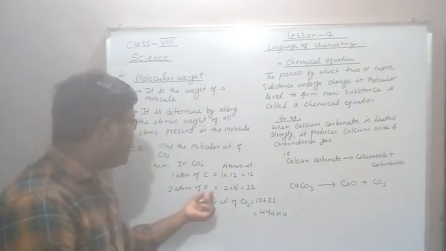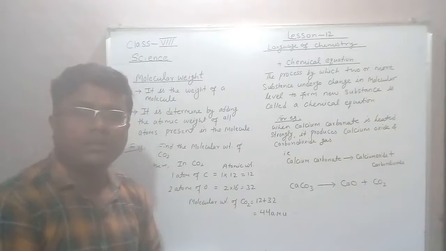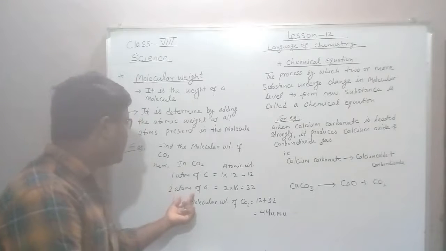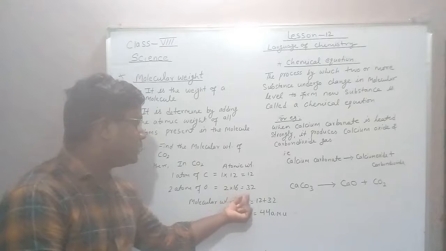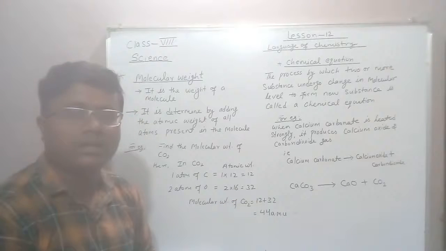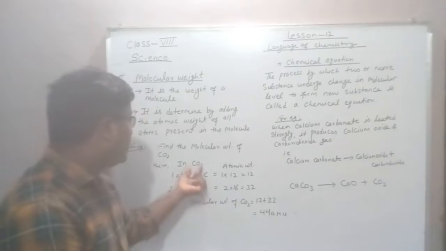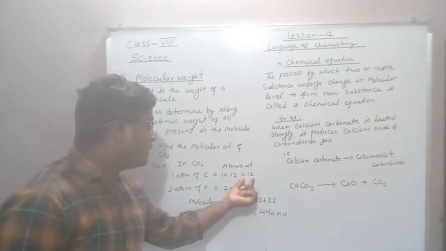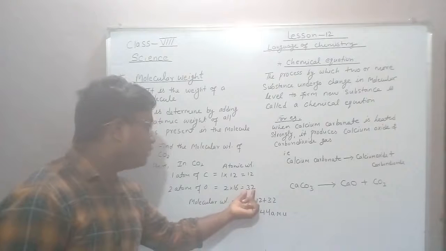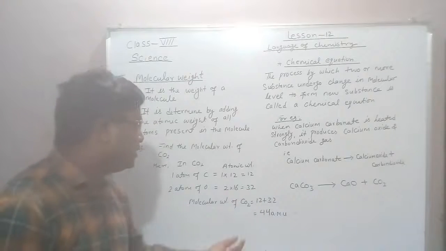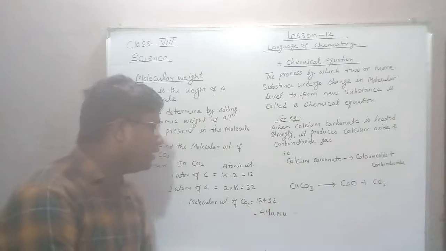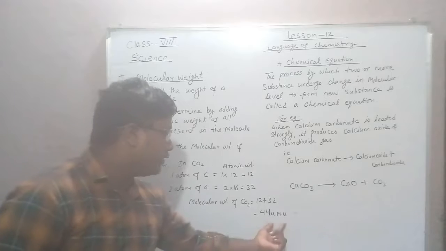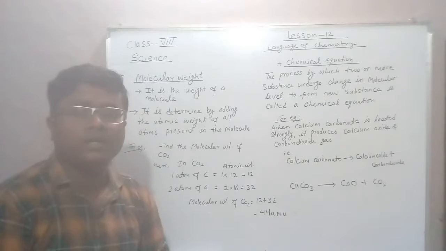Similarly for oxygen, one atom of oxygen has a weight of 16. But it has two atoms of oxygen, so 2 into 16, that is 32. Is it clear? So to calculate the molecular weight of carbon dioxide, we have to add the atomic weight of carbon plus the atomic weight of two atoms of oxygen. That is 12 plus 32, and we get 44 AMU, atomic mass unit. It is the unit used for molecular weight.